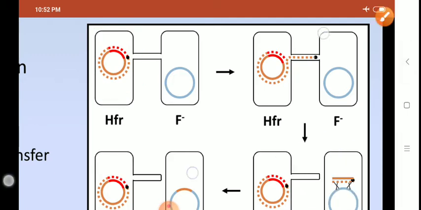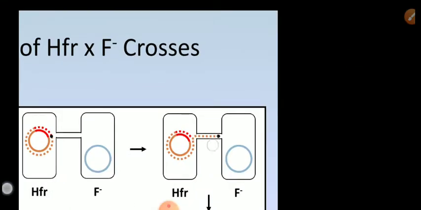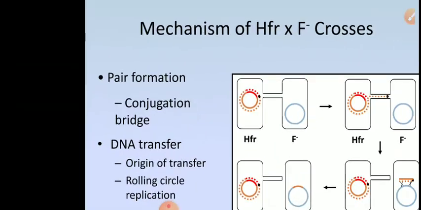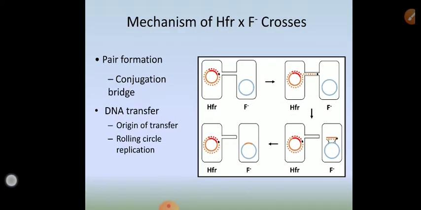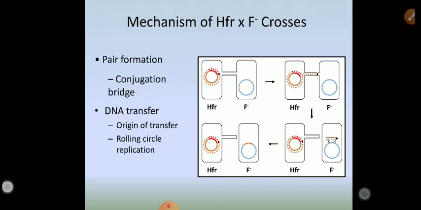Okay, sorry. HFR cell crosses with F minus cell, and one of the strands from the HFR cell travels through the conjugation bridge and gets integrated inside the recipient cell. Okay. So this is how HFR cell crosses with F minus cell, making conjugation. Through the conjugation tube, one of the strands gets transferred. Okay, but here the chances of recombination are very, very high.